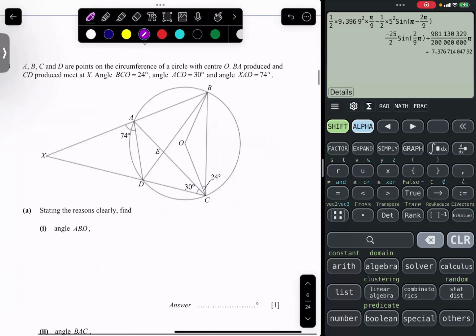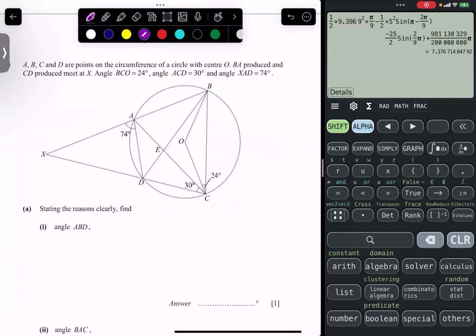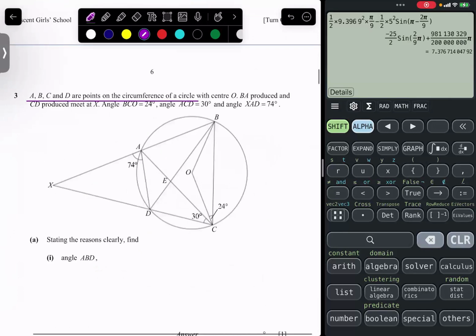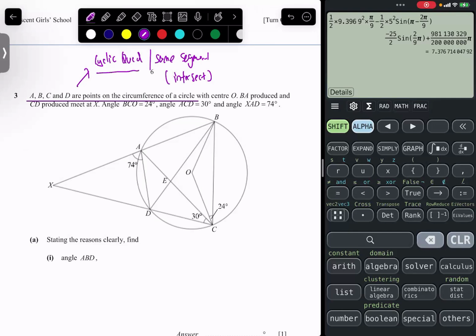Next, question 3. A, B, C, D are points on the circumference of the circle. When I have these 4 points on the circle, I will have two things: either a cyclic chord, or same segments. Same segment is if they intersect. Cyclic chord if they go one round.